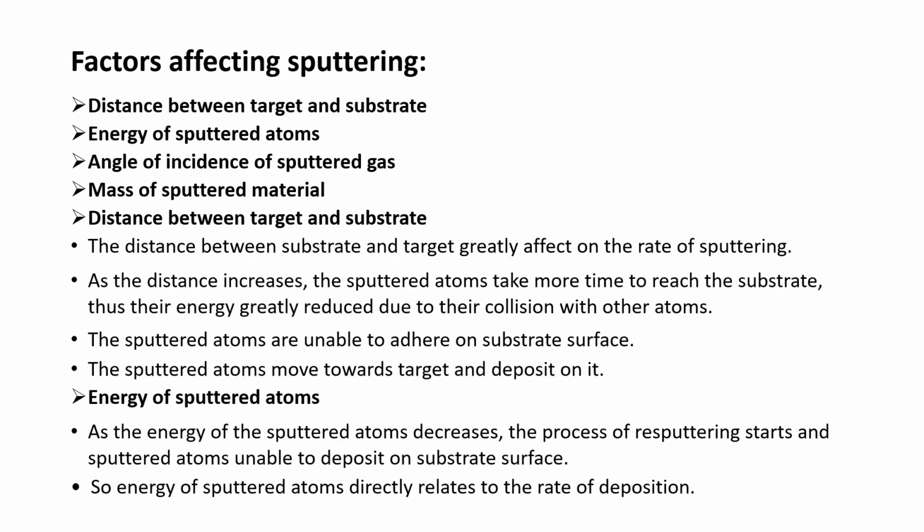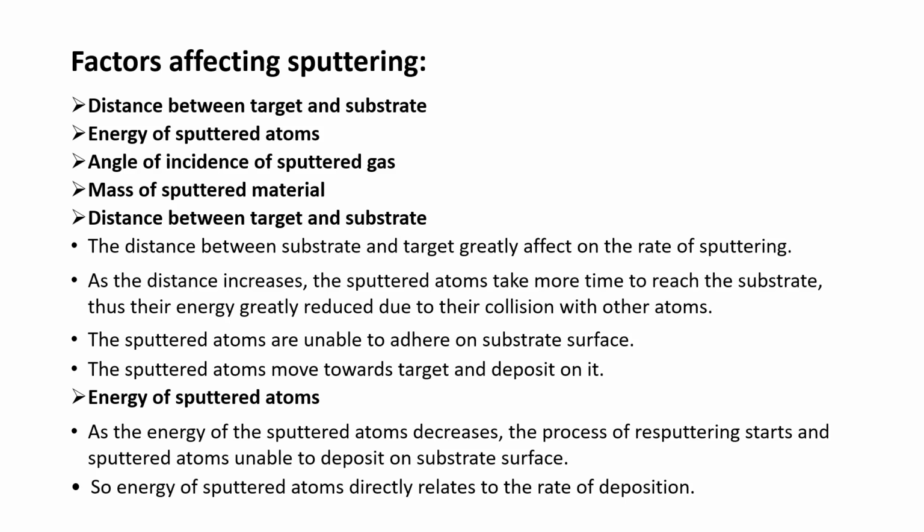Now I am going to discuss factors affecting the sputtering. There are following factors that affect the sputtering: distance between target and substrate, energy of sputtered atoms, angle of incidence of sputtered gas, mass of sputtered material. First we discuss distance between the target and the substrate.